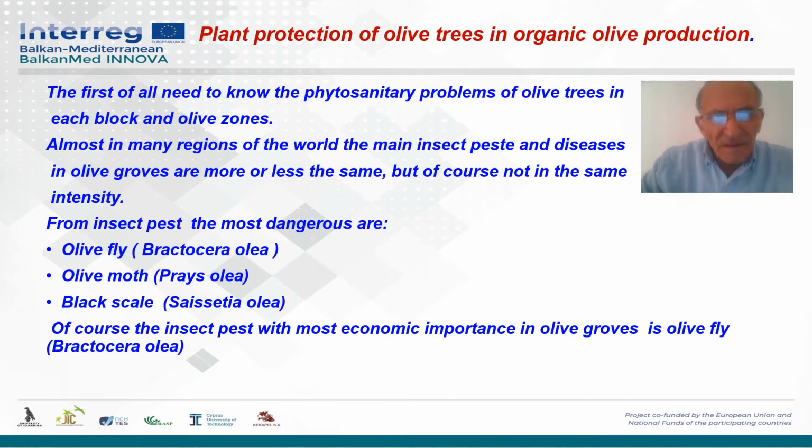From insect pests, the most dangerous are olive fly Bactrocera oleae, olive moth Prays oleae, and black scale Saissetia oleae. Of course, the insect pest with most economic importance in many countries of the world, especially in the Mediterranean region, is Bactrocera oleae, the olive fly.